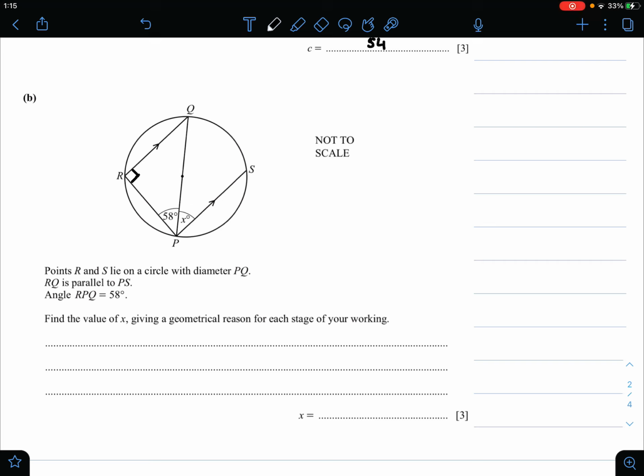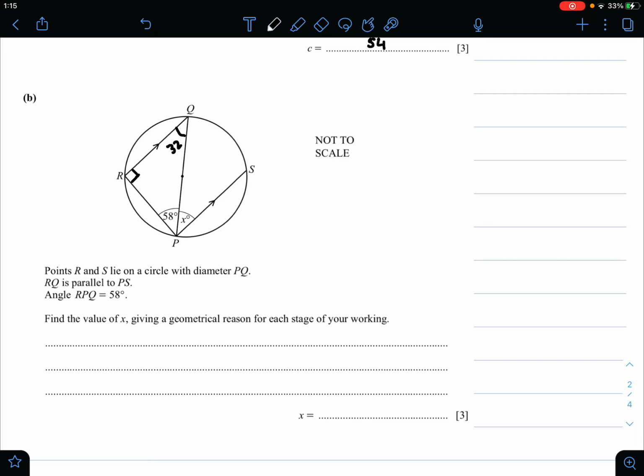Now a second rule could be that angles in a triangle add up to 180 degrees. So therefore you can find the angle RQP, which would be 180 minus 90 minus 58. Therefore you would get the angle RQP as 32 degrees. So that could be your second reason that you could state in the space provided.